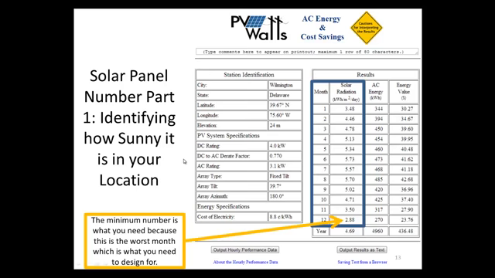So we can see that December is the lowest number in solar radiation. So that's the worst month. So that's what we have to design for. So we see that that's 2.88 kilowatt hours per meter squared per day.